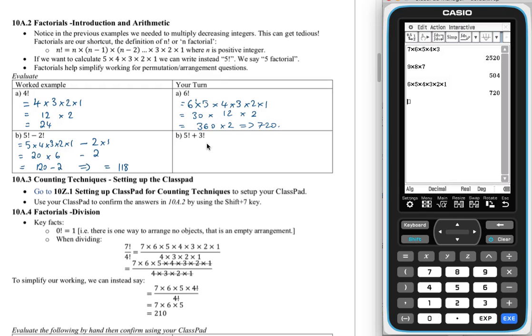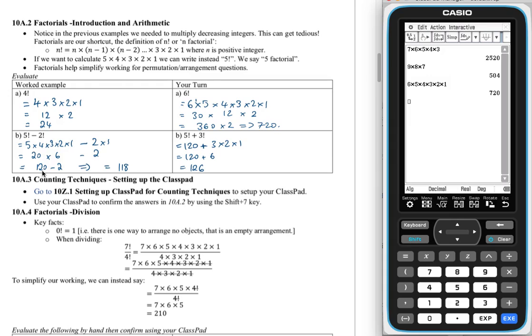Okay, part B, very similar thing. Now, I'm going to cheat here a little bit. I already know what 5 factorial is from this example. I know it's 120. So it's going to be 120 plus 3 factorial. So we're adding this time. 3 times 2 times 1. We get 120 plus 6, which is 126. If I wanted to confirm that, you can just chuck it in the calculator.